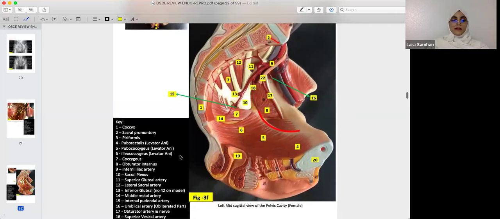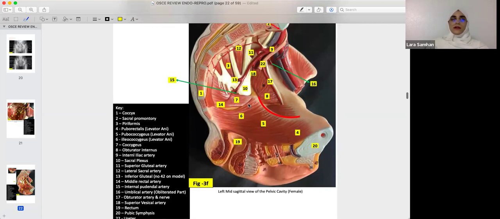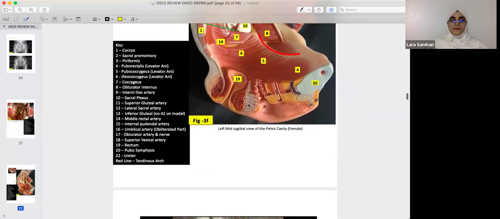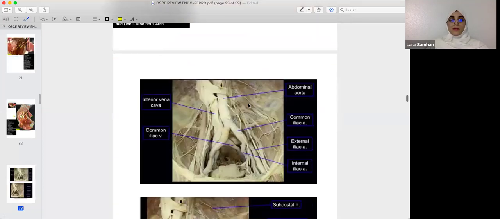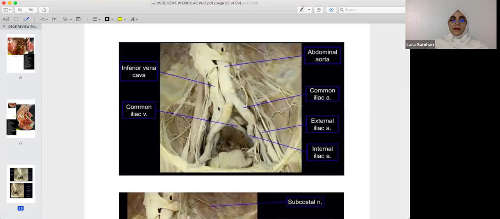As we said, I know this seems like quite a lot, but as I told you before, just go to the things that are high yield. How will we know what is high yield? For example, a vein, artery, muscle, or nerve that can easily have a pathology in it, that doctors quite often repeat. So try as much as possible to memorize the most important things. Okay, so moving on to this cadaveric image.